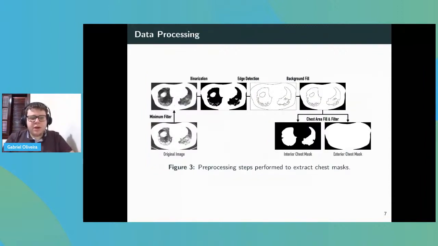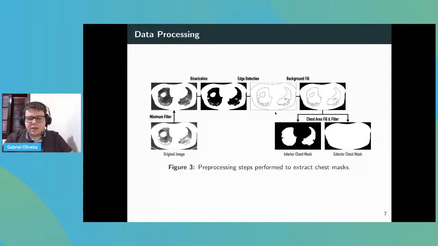So in the first step, in the data processing, we use this pipeline to make the filters of the image. From the original image, we apply a 5x5 kernel to reduce the noise using a minimum filter. Then we make the binarization and edge detection to make the segmentation of the image. From the detection, we apply the background fill to complete the background with black pixels. And then with that, we can create two masks.